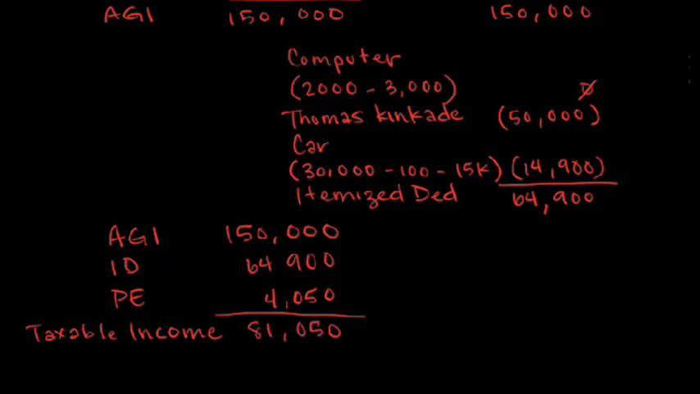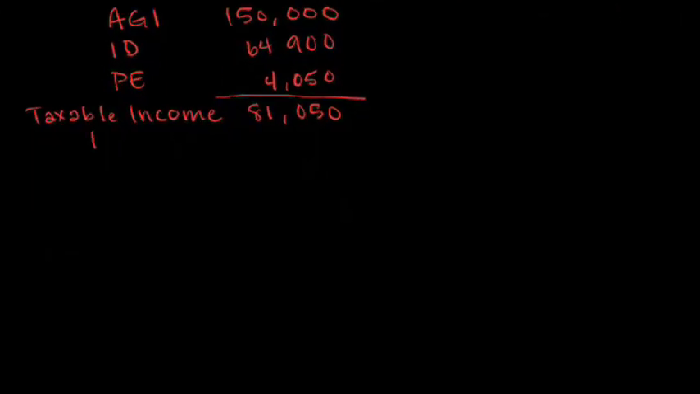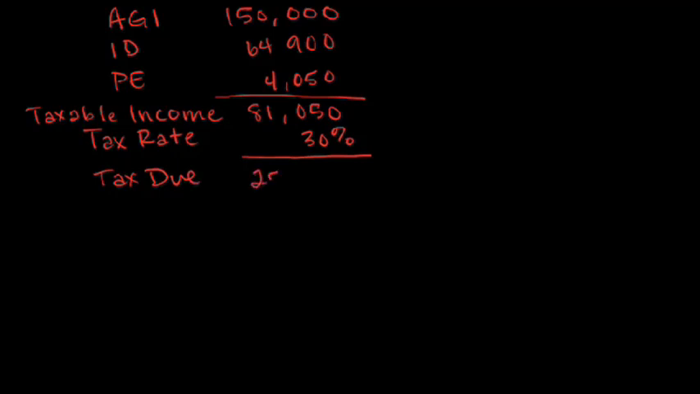$81,050. We then take his marginal tax rate of 30%, which includes both federal and state, multiply that by the $81,050, and that gives rise to tax of $25,530.